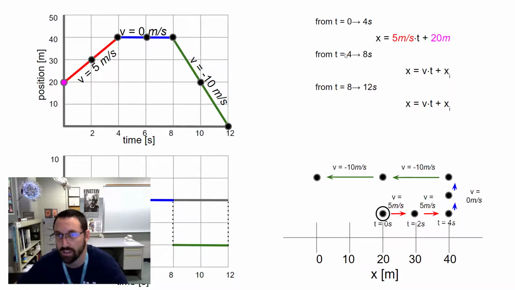For the next 4 seconds, we started at 40, and we have a constant velocity of 0. So I get x equals 0 meters per second times time plus 40 meters. And in the last section, we also started at 40, but we have a velocity of -10. So we get that equation: x equals -10 meters per second times time plus 40 meters.